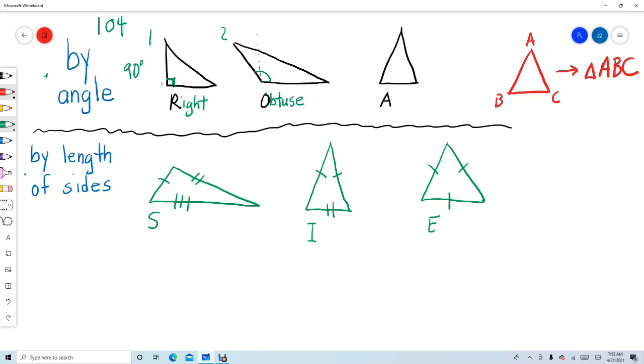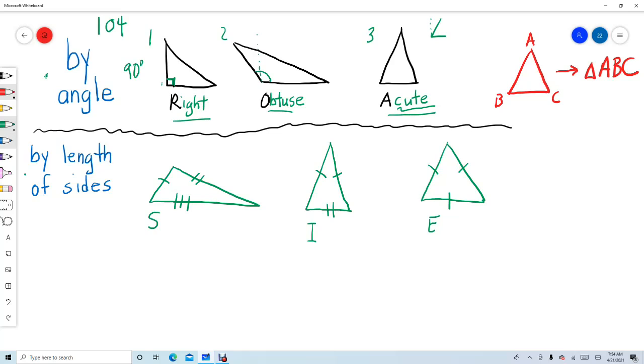Okay, and then lastly, triangle number 3, all of the angles here are less than 90 degrees. They're all smaller than 90 degrees, and so that's called an acute triangle. And I like to say that all the angles are acute. All right, so they're small, less than 90 degrees. Those are the 3 types of triangles that we have according to their angles. So any triangle will either be a right triangle, an obtuse triangle, or an acute triangle, one of those 3.